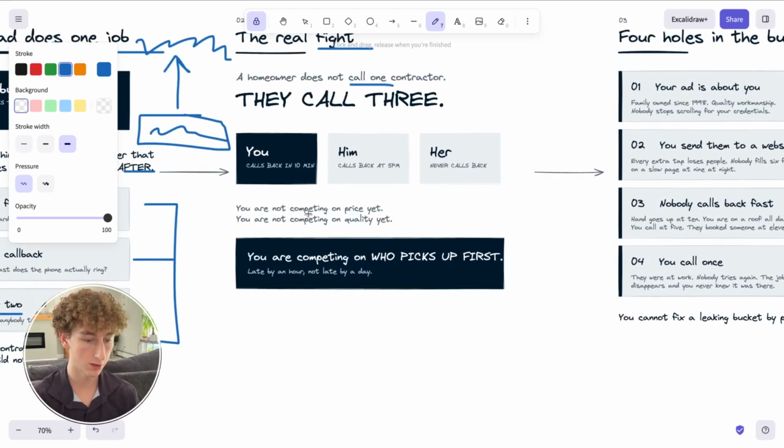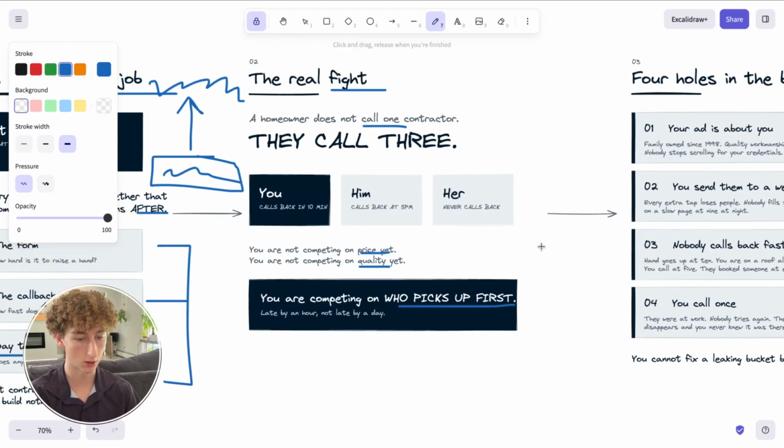So right now, once you buy the traffic and it comes to you and they fill out the form and all of those steps, you're not competing on price and you're not competing on quality. The thing you're competing on is who picks up first. And you want to be the first person to pick up that phone and dial your lead and book the call. Literally, speed to lead is the most important thing. So if you're the first person to call and they pick up, you have a super high chance of booking that job before you even compete on price or quality of work.